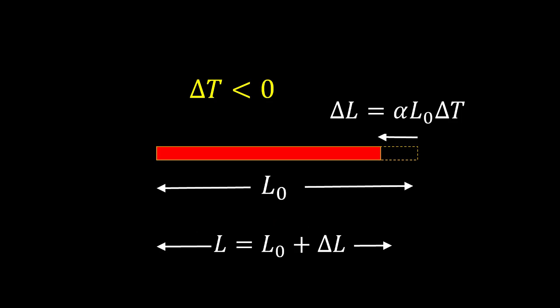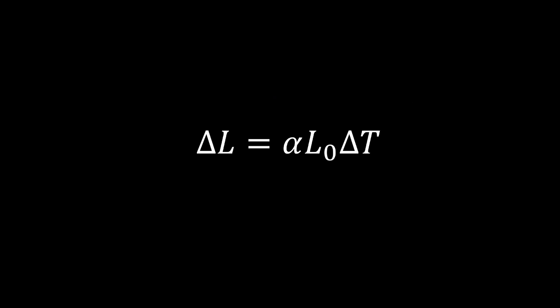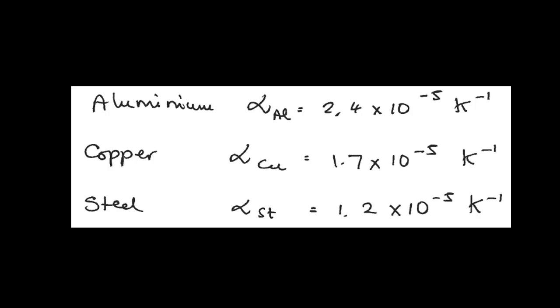This also applies to contraction, which occurs if the temperature decreases, so the formula applies to both expansion and contraction, hence generally to a change in length due to a change in temperature. Here are some examples of alpha for 3 common metals. Notice that alpha is very small, of the order of 1,000th of a percent per degree.